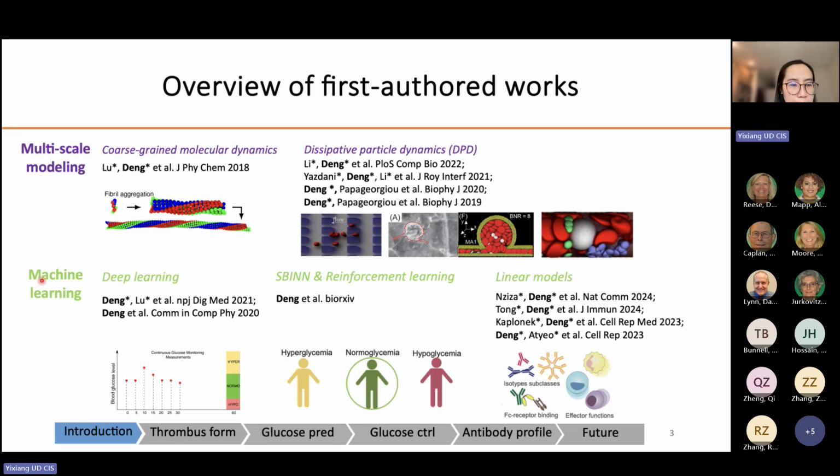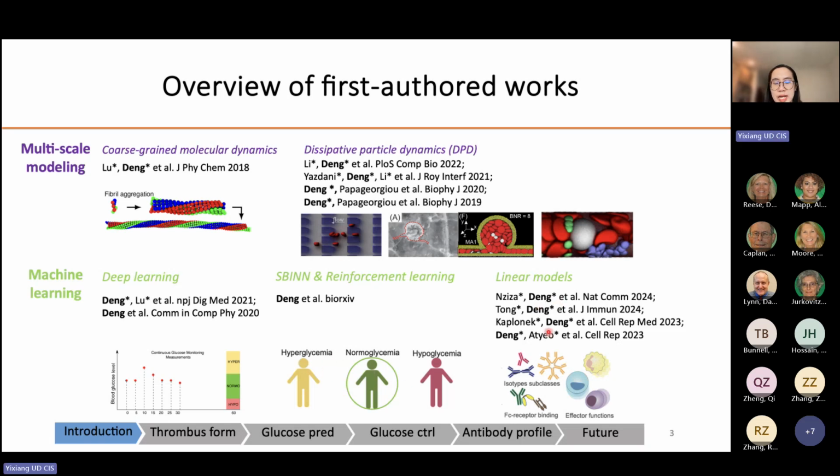In the machine learning part, I have worked on developing deep learning models to help glucose predictions and also Gaussian process regressions to understand time series data. Further down the stream, I also worked on developing systems biology informed neural network, which is a particular type of physics informed neural network, combined with control algorithm represented by reinforcement learning to help patients with diabetes achieve a better glucose stability.